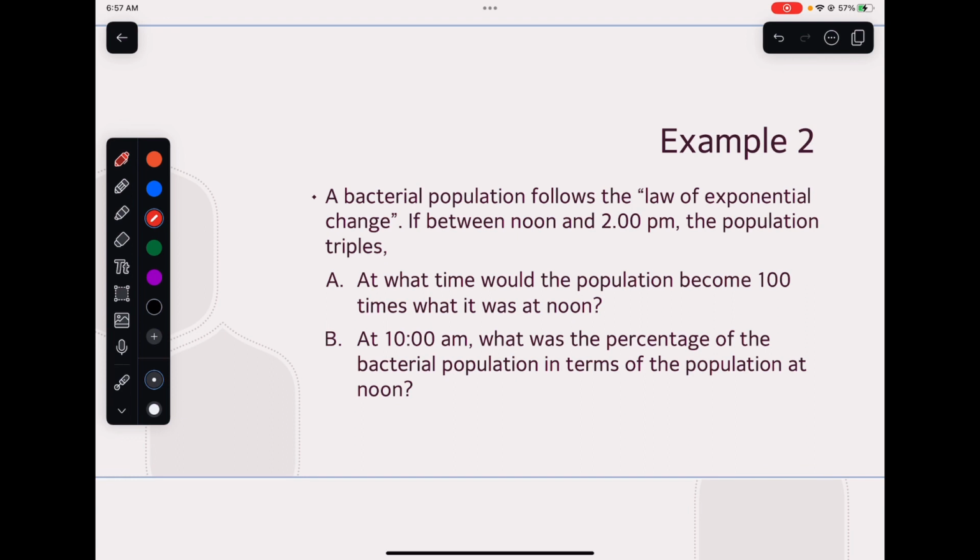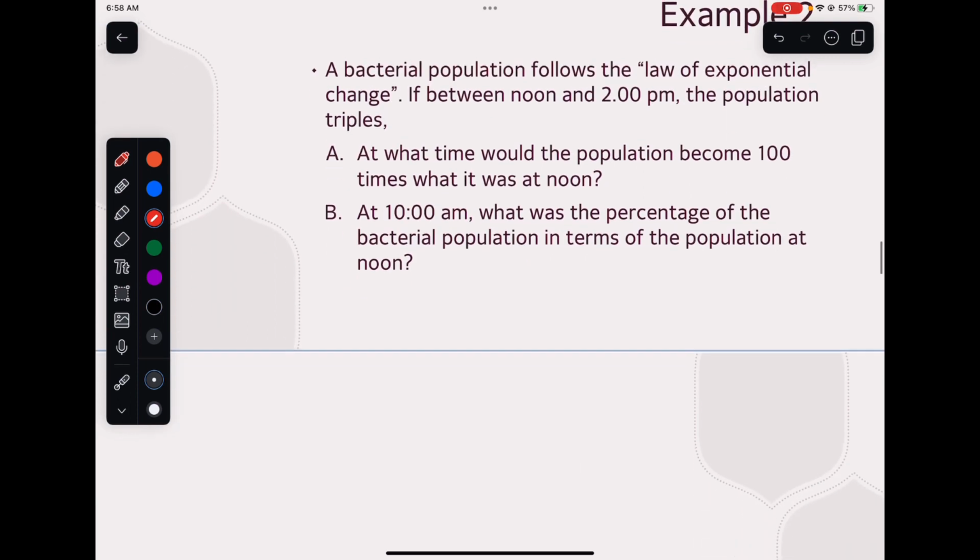The second example reads that a bacterial population follows the law of exponential change. So again, this is a growth and decay problem. I guess this is a population, so therefore it's a growth problem. If between noon and 2 p.m. the population triples, I'm not going to read the entire problem yet, so let's try to draw our given.